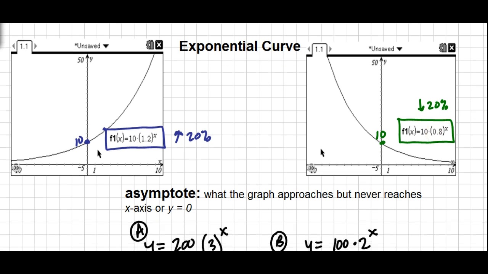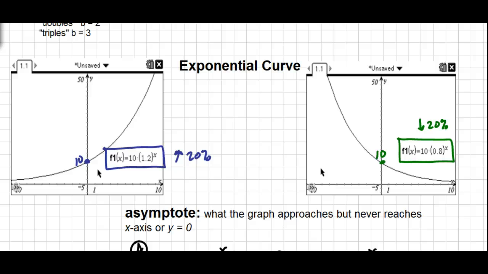Both of these graphs are called exponential curves. They have one other characteristic that's the same. They both have something called an asymptote. Notice that the P there is silent in the middle, and the S here is pronounced a little bit more like a Z. So an asymptote is what the graph approaches but never reaches. You can see here that in both graphs, they're going to get really, really close to the x-axis but never actually cross over it.